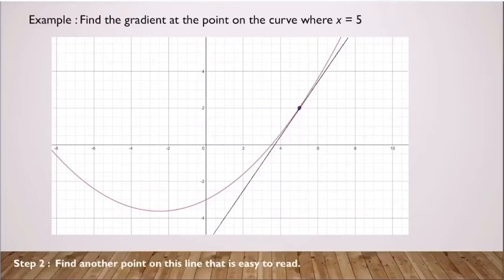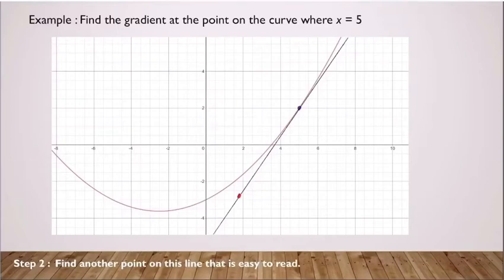Now, step 2. After we have drawn this line, we find another point on this line that is easy to read. What do I mean by easy to read? For example, I must choose a point on this line. So, if I choose this point, is that point easy to read?